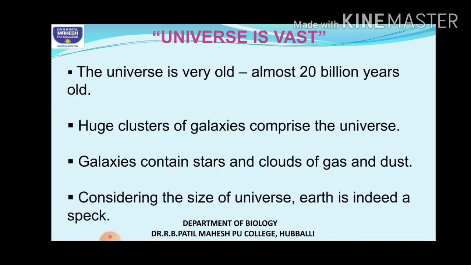Okay. So considering the size of the universe, you can say that Earth is indeed a speck. Now what do you mean by this speck? If you keep a point somewhere here, you can see that Earth is just like a minute dot on a board. That means Earth has a very small area when you compare it with the universe. So that is why we say that the universe is vast.